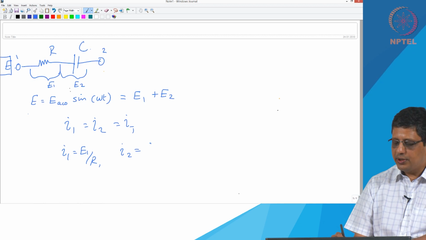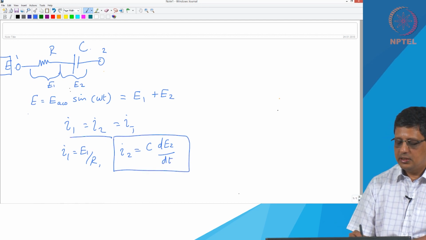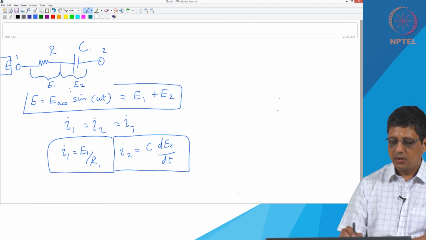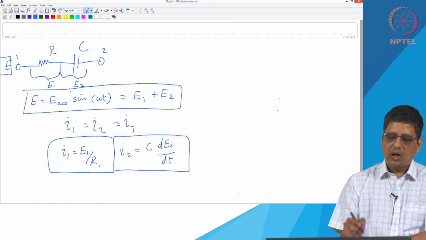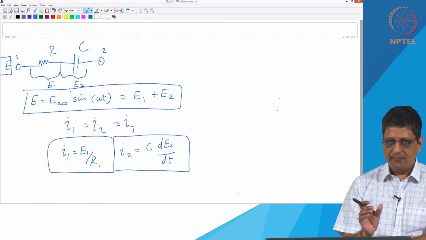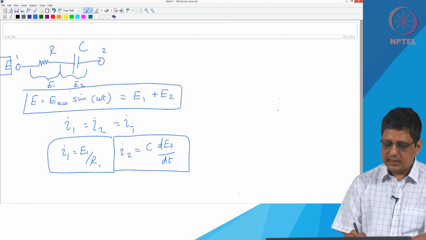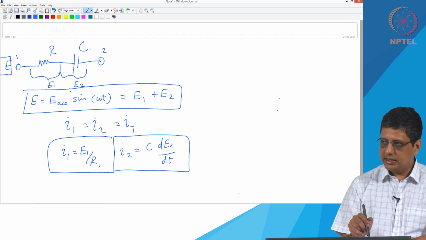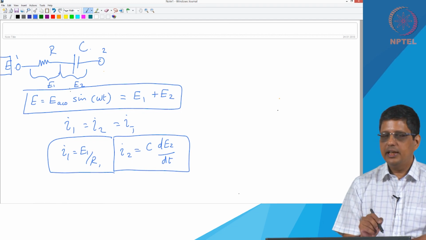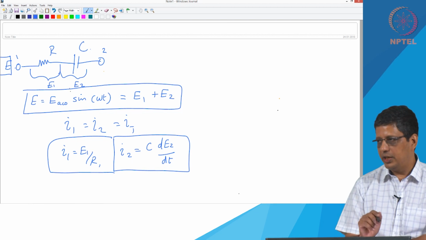And I2 and E2. Potential drop across the capacitor is E2, therefore it is going to have this. Out of this we know EAC0, we know omega, this is what we apply. We know the resistor value, resistance, we know the capacitance. What we want to know is either I1 or I2. We do not know E1 and E2.